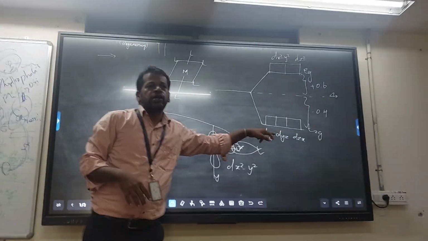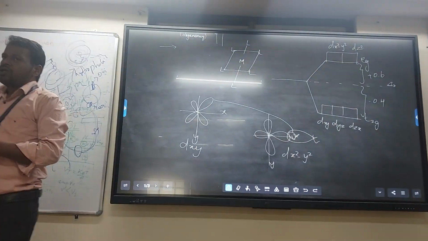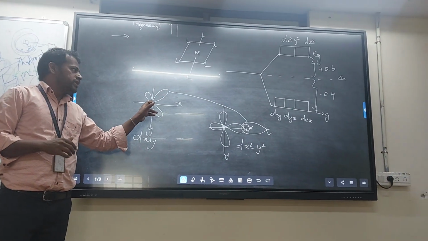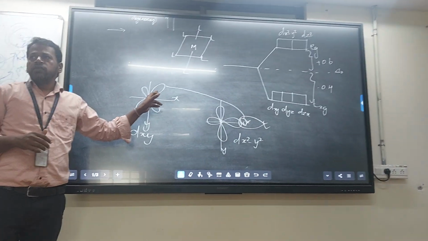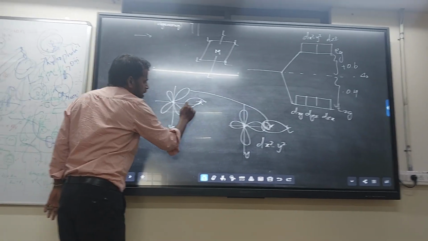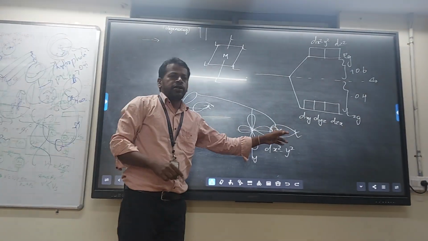Therefore, the lower energy ones are the dxy, dyz and dzx orbitals, because here the orbital lobes are present in between the axes. So the ligand can easily share the electron. Ligands easily share the electron. Here it does not share the electron because of the head-on overlap.